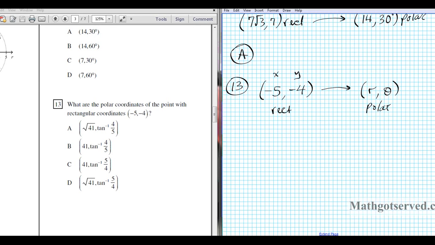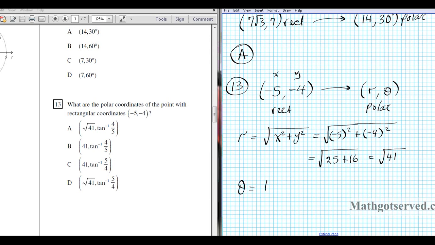All right, so let's start off by looking for r. If you look at your formula sheet like we did before, r is the square root of x squared plus y squared. So it's going to be the square root of -5 squared plus -4 squared. Now we'll work that out. -5 squared is 25 plus 4 squared is 16, which equals the square root of 41. So that's r.